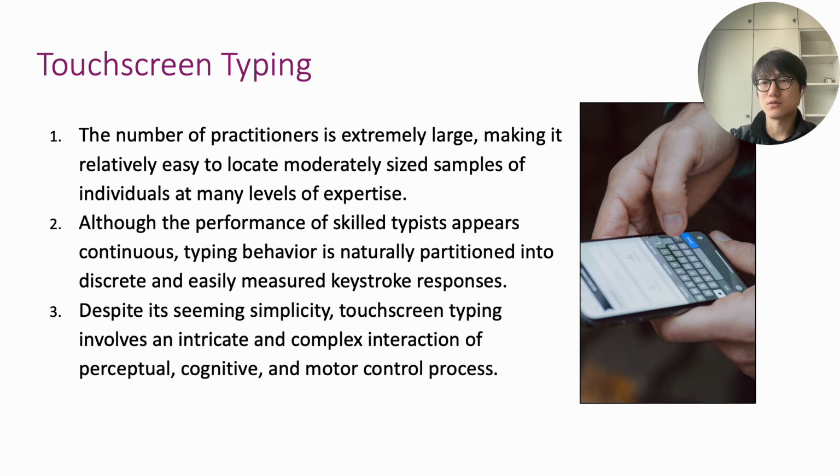There are three reasons to choose touchscreen typing as a task. First, the number of practitioners is large, which makes it easy to get data and find individual differences. Second, the behavior in typing can be measured and quantified accurately. Third, touchscreen typing involves the complex interaction of perception, cognition, and motor control processes.